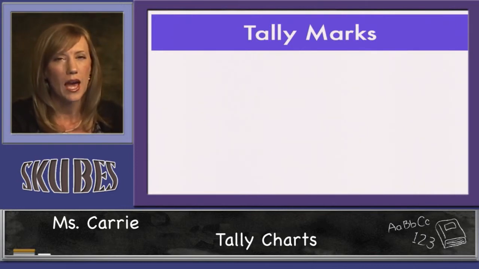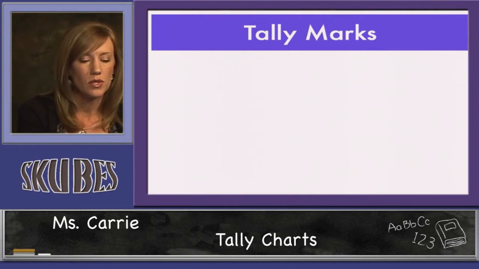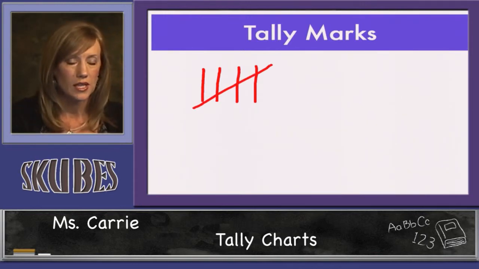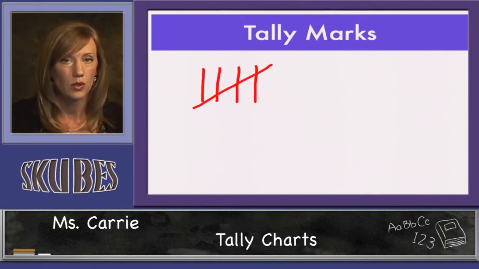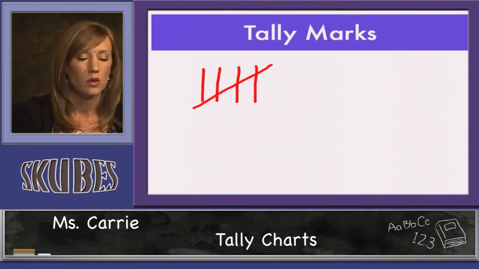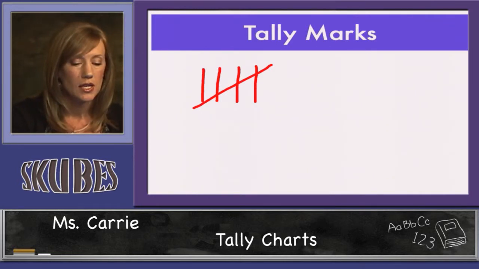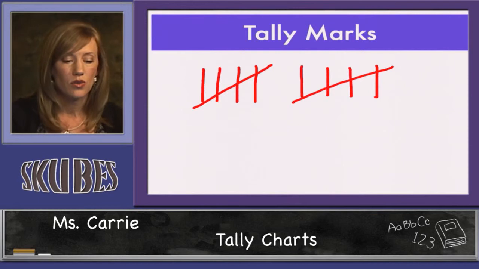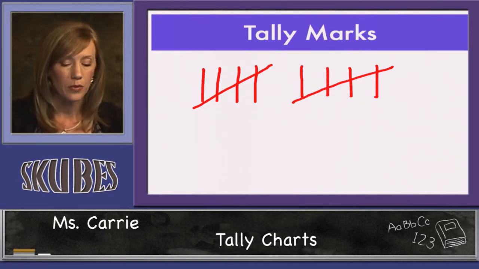Like, say, for instance, we had 10 apples. Well, to count those apples using tally marks, we would say 1, 2, 3, 4, 5. The fifth tally is always sideways, and that's where you stop that group and you start another group. So we had 1, 2, 3, 4, 5, and we're going to keep going because remember we have 10 apples. 6, 7, 8, 9, 10. So these tally marks show that there were 10 apples.